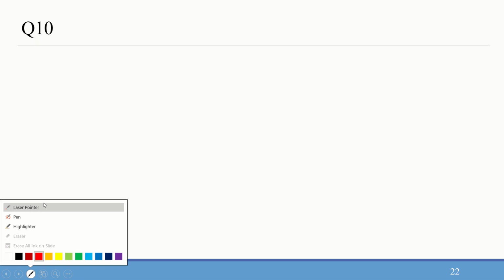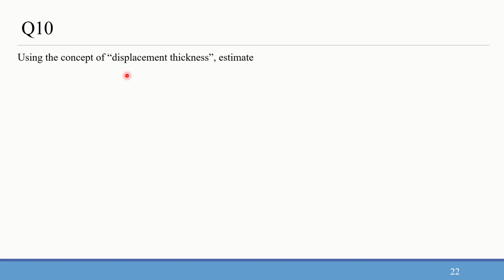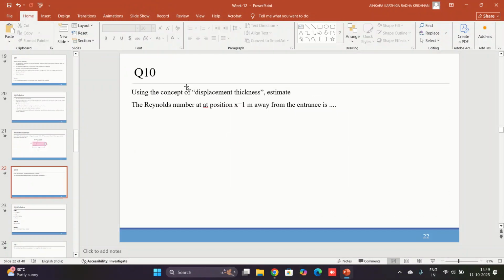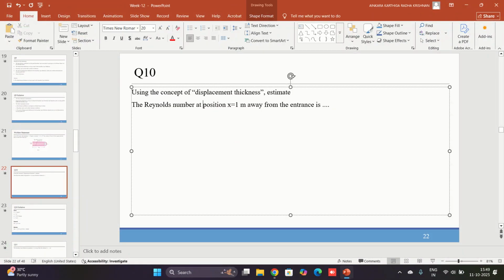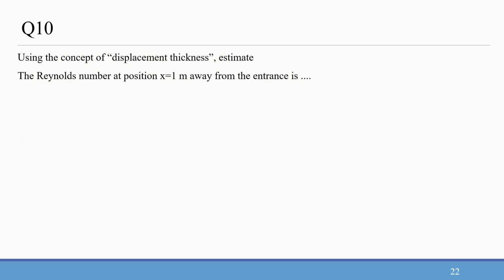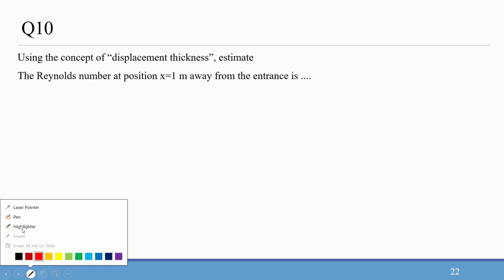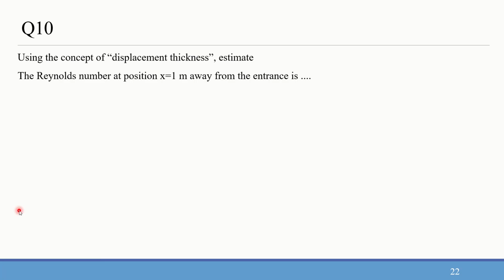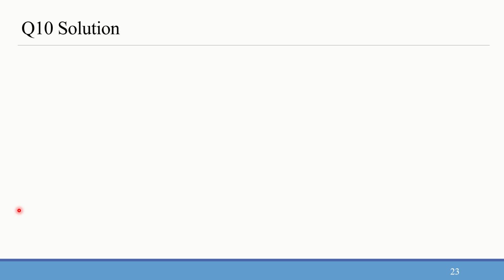What is asked? Using the concept of displacement thickness, we have to estimate the Reynolds number at a position x equal to 1 meter away from the entrance. So we'll see how to solve that.